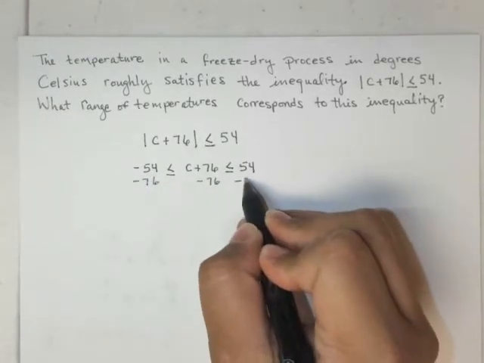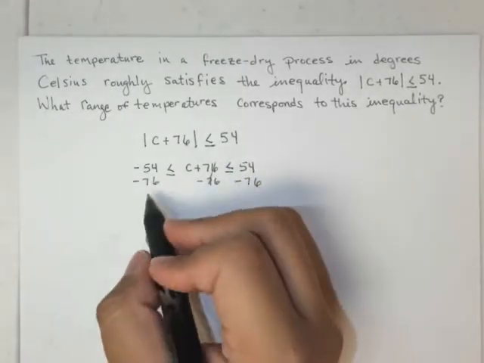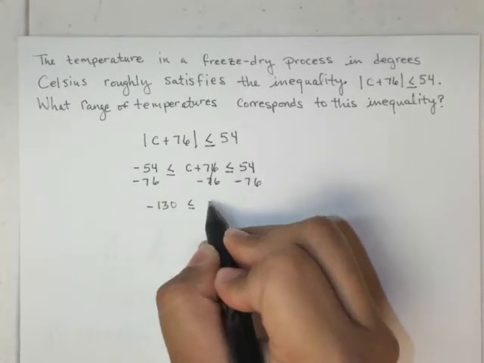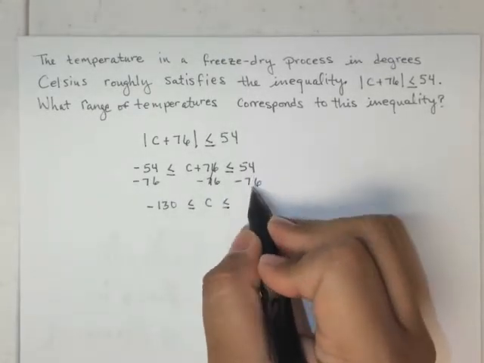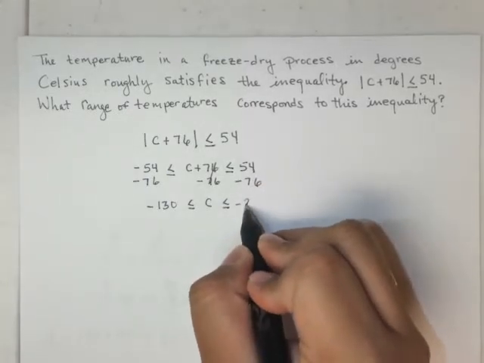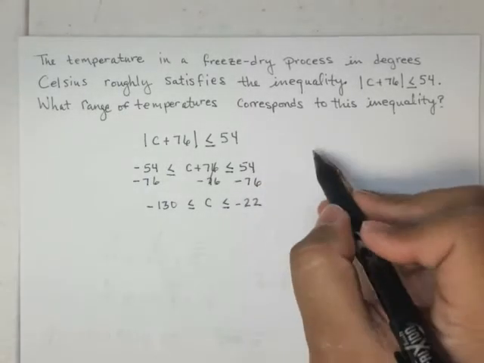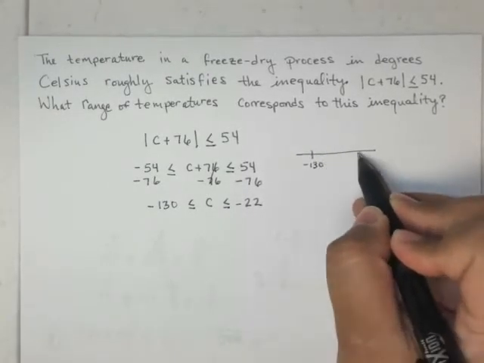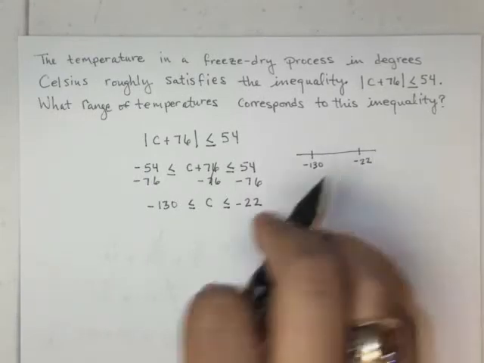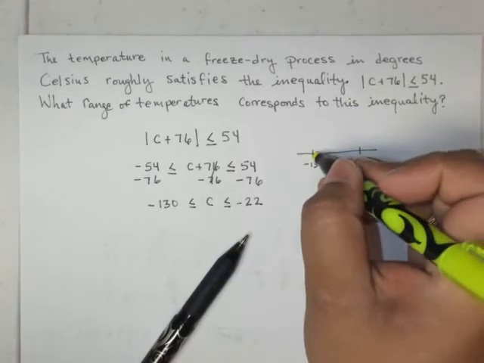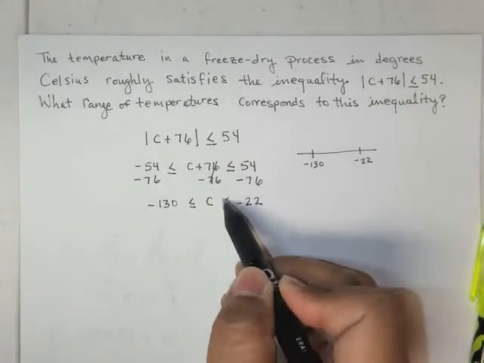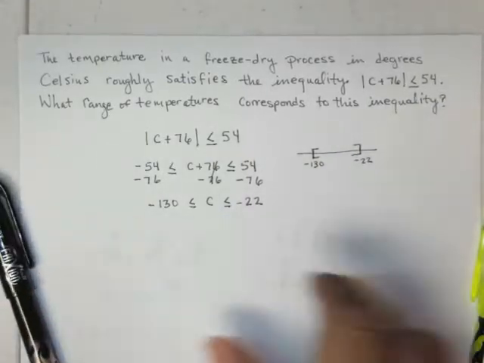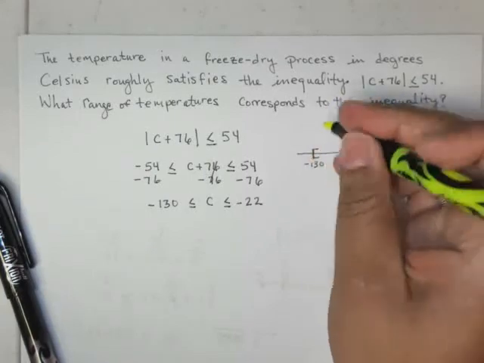Subtract the 76, and now we have what? We have negative 130 less than or equal to c, which is less than or equal to 54 minus 76, negative 22. So if we were to graph this on a number line, we'd have negative 130 right here, we'd have negative 22, and we would be shading in between. Now, because this is less than or equal to, we need to include that.